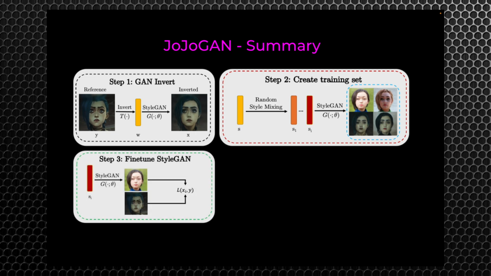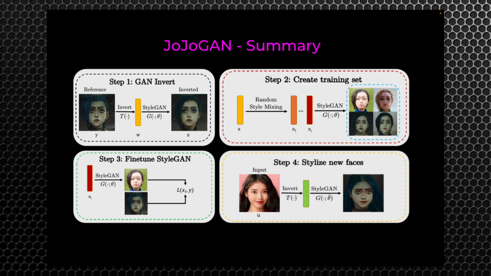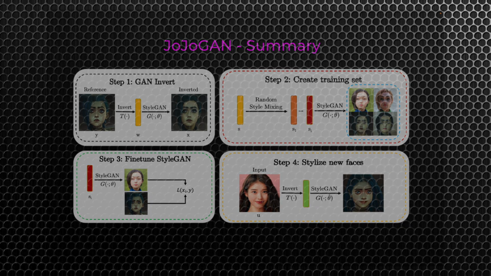Step 3 is all about fine-tuning the StyleGAN to obtain the best optimum settings to meet the style reference. And the last step is the inference step, where the style is applied to the new face through the style mapper and results are generated.